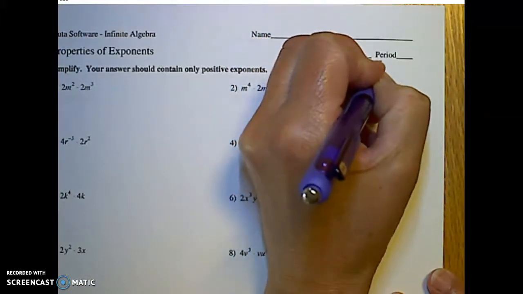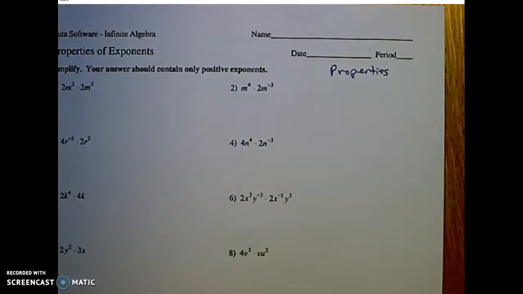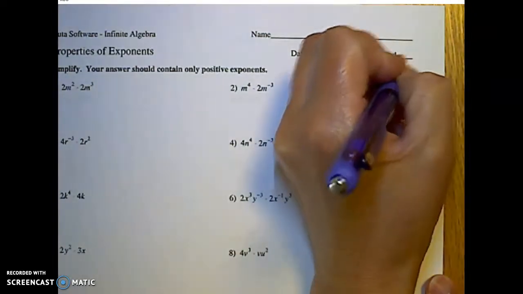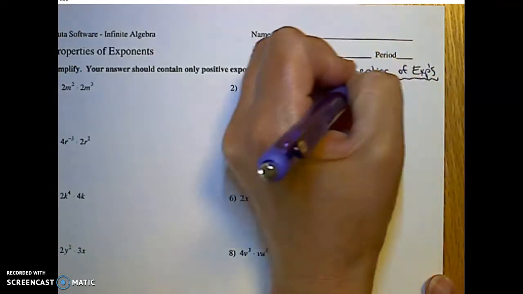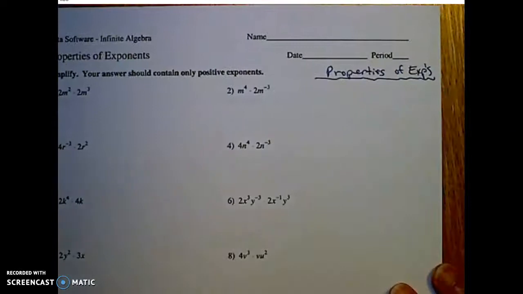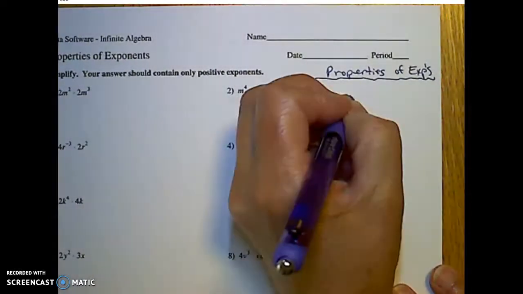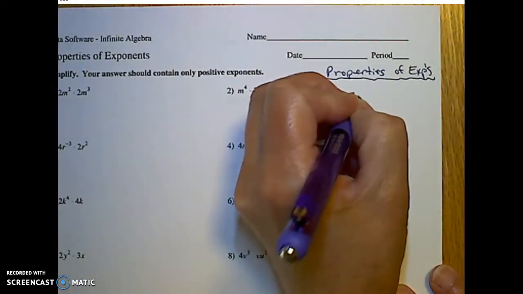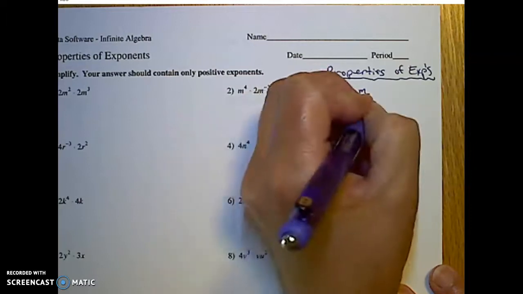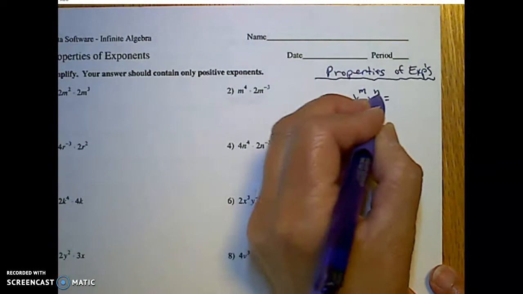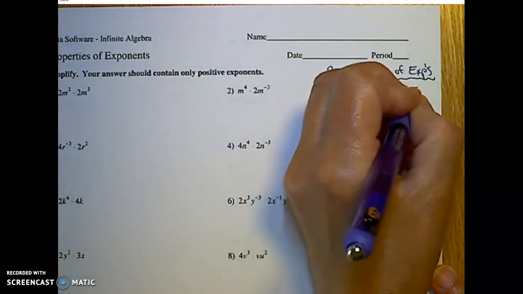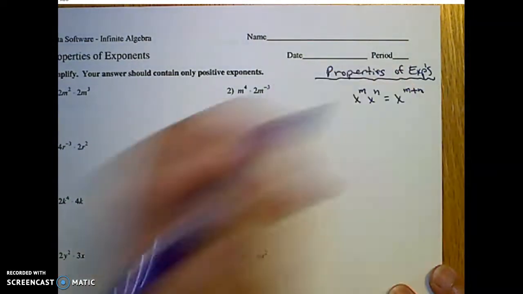Alrighty, I'm going to use this sheet that we have as notes and homework. So I'll do a few and then you'll finish the rest for homework. Here are some properties of exponents if you just want to have it as a reference, something to take with you. Remember that when you multiply two things with the same base, x to the m times x to the n, we add those exponents.